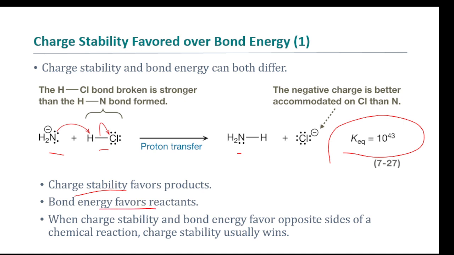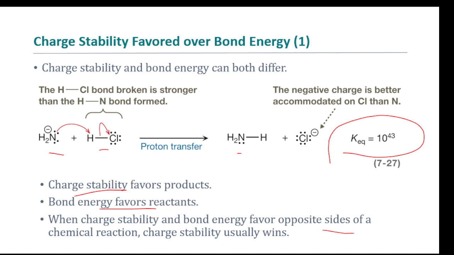The HCl bond is actually more energetically favorable than the NH bond would have been. So we're seeing here the charge stability greatly outpacing the bond energy differences, right? Yeah. Which is kind of interesting. You didn't think you'd see that today, did you? Yeah, good stuff. All right.